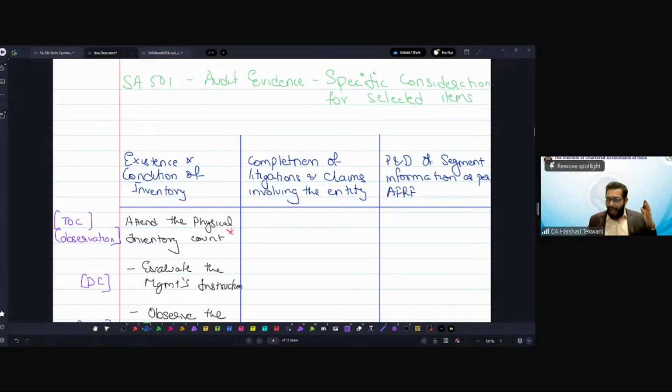So inspection plus your Type 2 report and external confirmation, it is more than enough. Either you go for a confirmation, or you go for inspection, and then the Type 2 report. So Type 2 report plus confirmation, or Type 2 report plus inspection. It's fine.